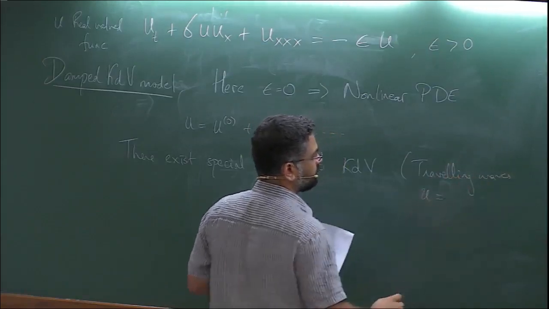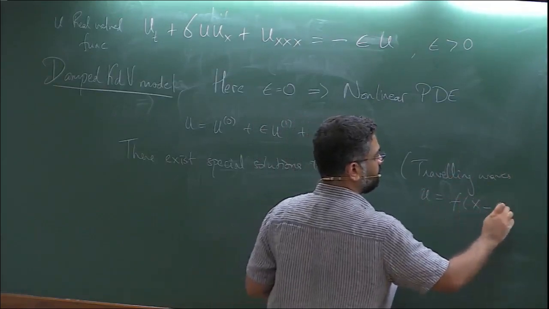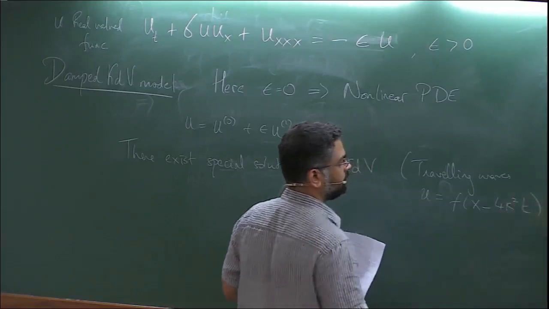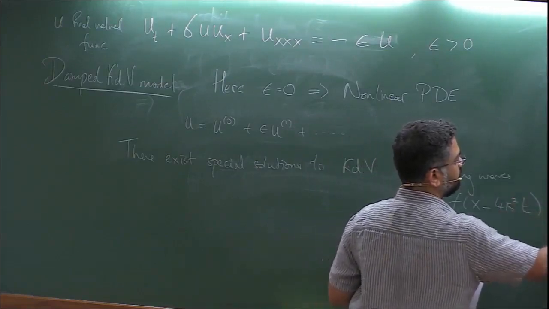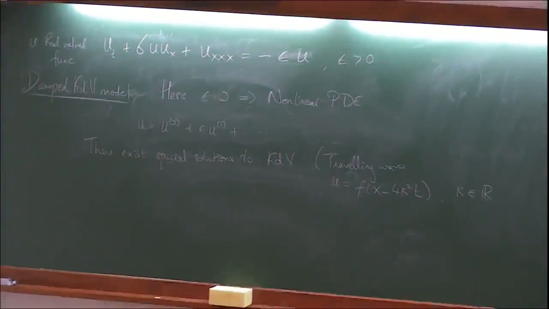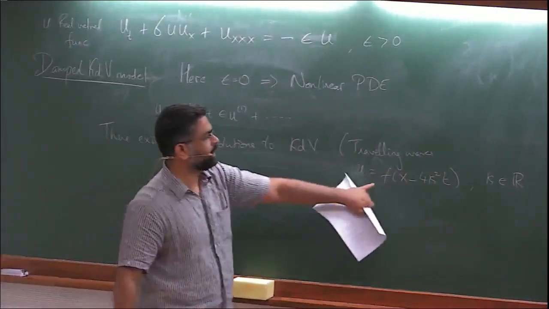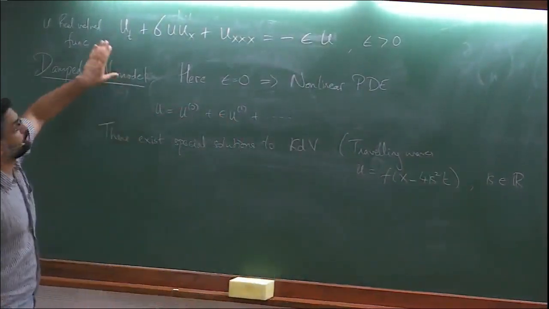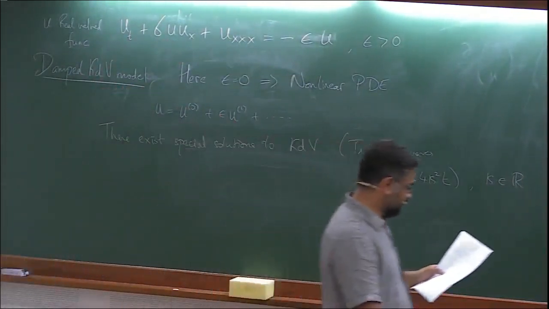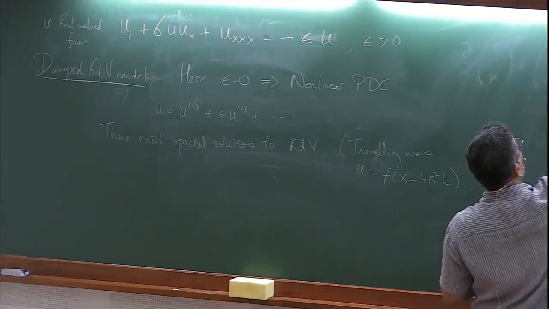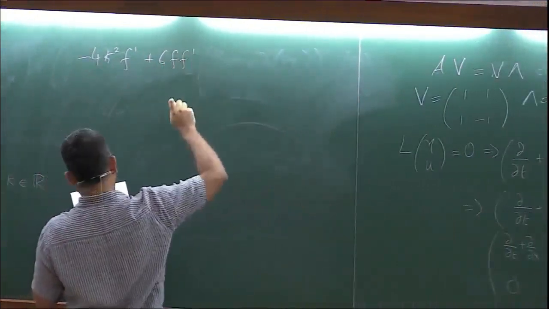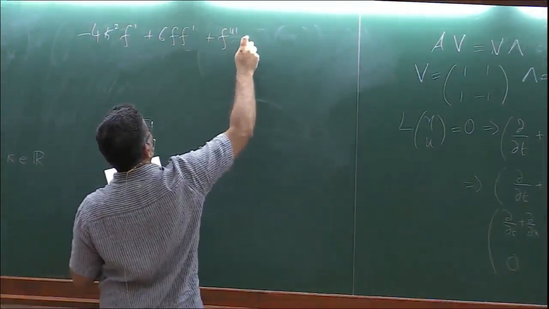That is, solutions of the form x minus 4 kappa squared t, where kappa is a real number. 4 is for convenience. Okay? So I can consider traveling wave solutions of that form to the unperturbed problem. Okay? So if I wrote down what that is, I end up with minus 4 kappa squared f prime plus 6 f f prime plus f triple prime.